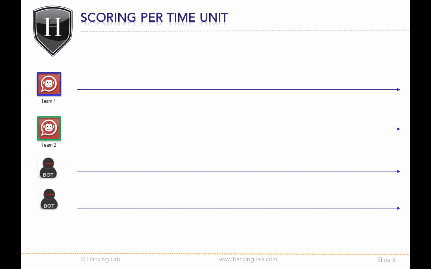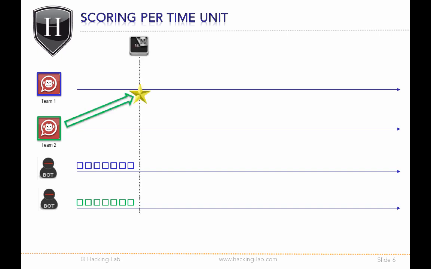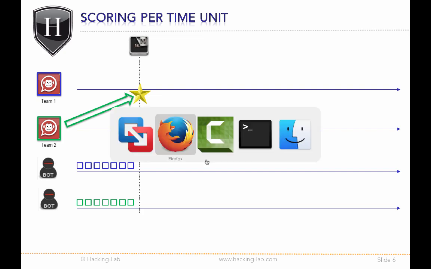So let's go and talk about the scoring system. The scoring system is based on a per time unit measurement. So for example, availability, to check and check and check. Now let's assume team 2 hacked the server of team 1 and team 2 found the gold nugget of team 1. Then team 2 needs to claim the gold nugget at the gold nugget application. The gold nugget application looks like this.